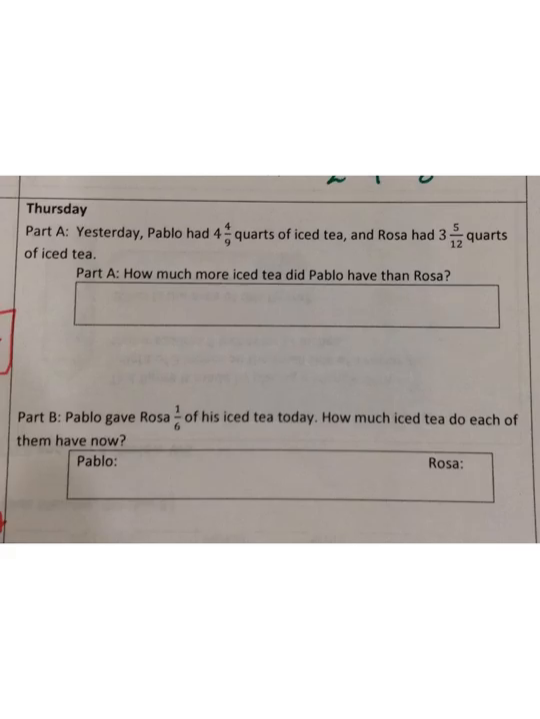Thursday, part A. Yesterday, Pablo had 4 4/9 quarts of iced tea, and Rosa had 3 5/12 quarts of iced tea. So part A, how much more iced tea did Pablo have than Rosa? Enter your answer. Part B, Pablo gave Rosa 1/6 of his iced tea today. How much iced tea do each of them have now? You'll choose the one that has the correct amount for Pablo and for Rosa.